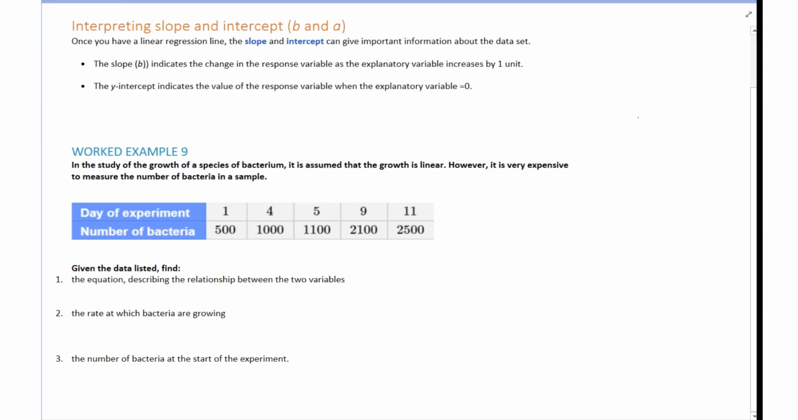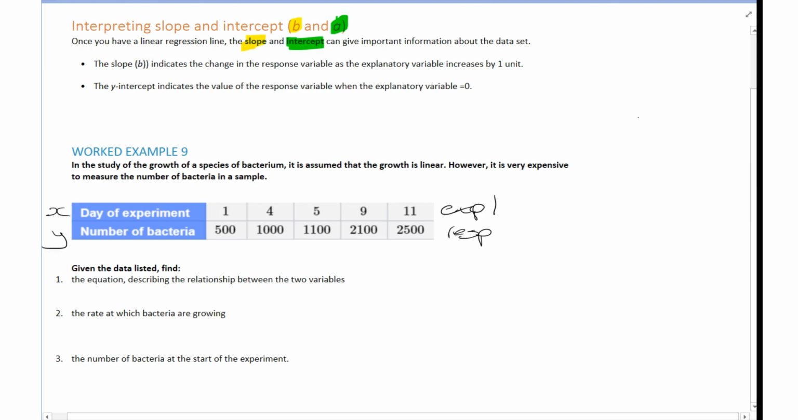Okay, so in this video we're going to be doing a worked example looking at interpreting slope and intercept. Now remember, slope is B in our terminology and A is intercept. The slope indicates a change in a response variable as the explanatory variable increases by 1 unit. In the example here, day of experiment is our explanatory variable, and Y is our response.